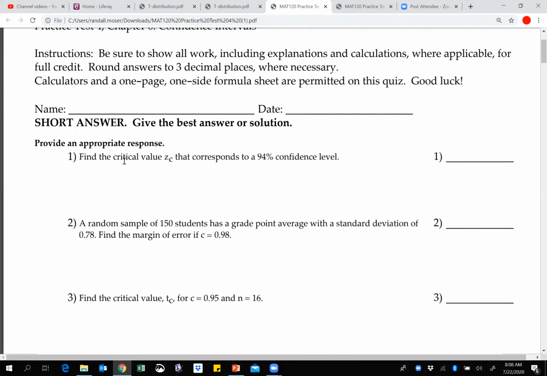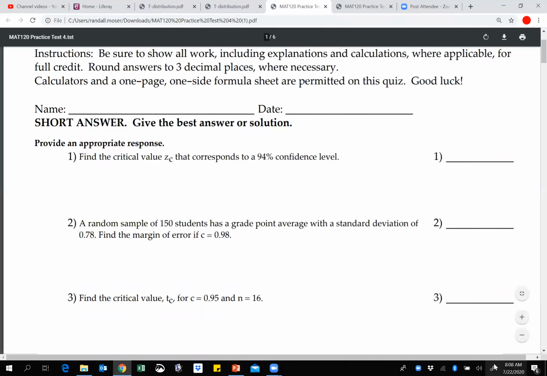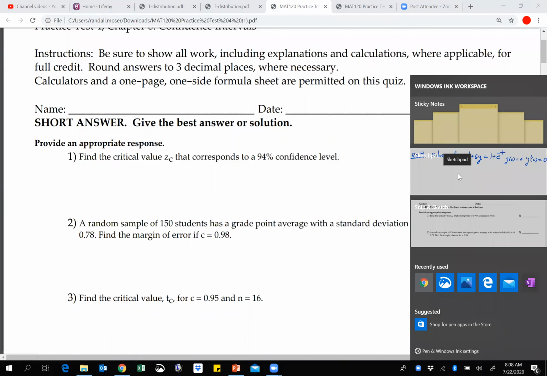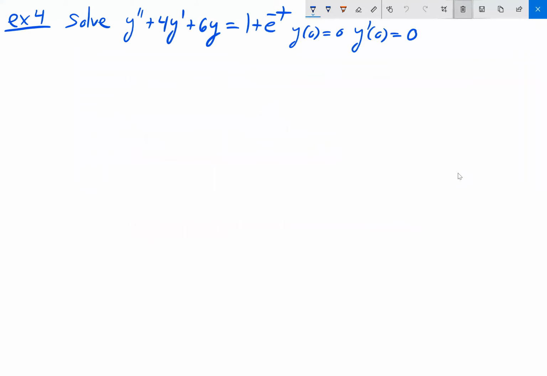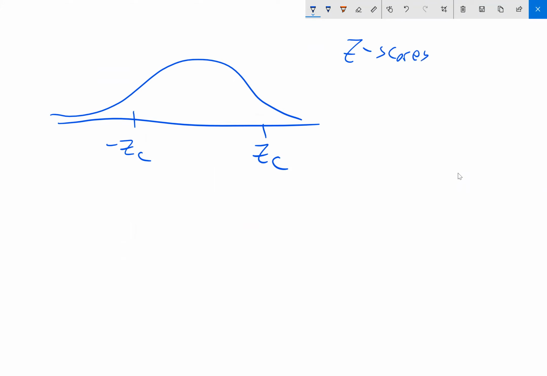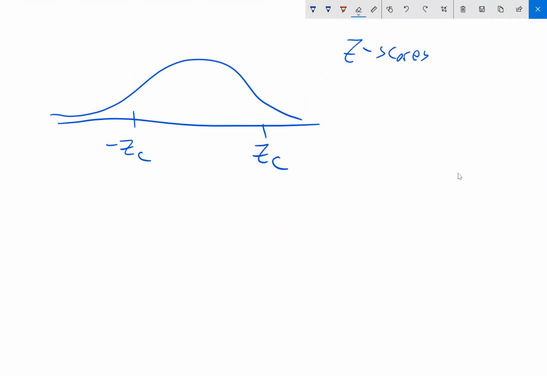One of the things that we do have to be able to find is a critical Z-score that corresponds to the 94% confidence level. Let me show you how that works. In general, you can use this formula or this result when we want to find Z-critical. Suppose we have some negative ZC here and some positive ZC here, and because it's Z-scores, remember that this goes with the standard normal distribution, so the mean should be equal to 0, and the standard deviation should be equal to 1.